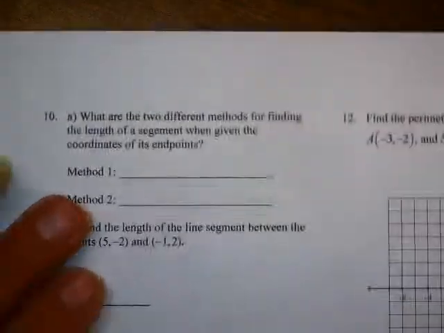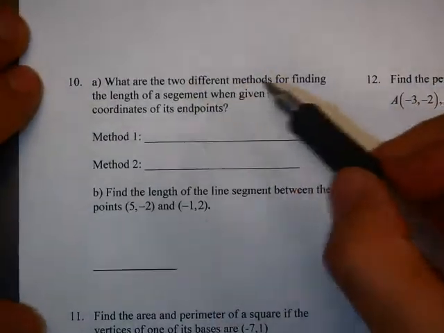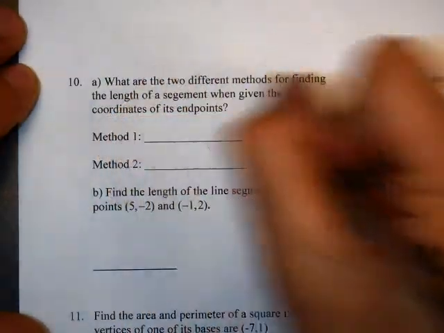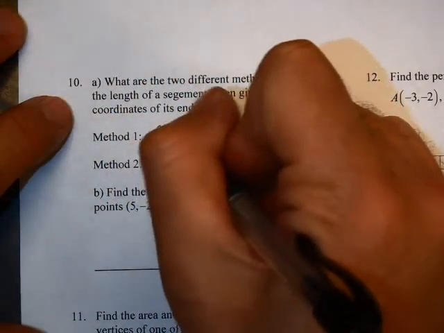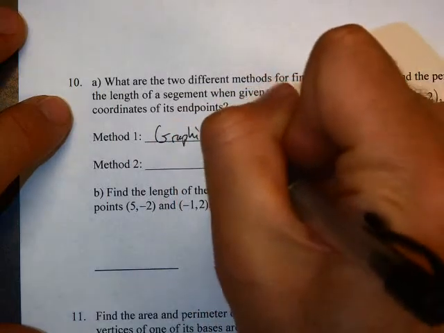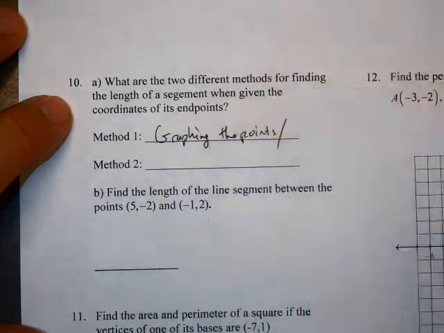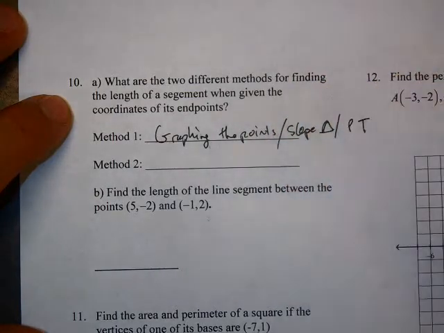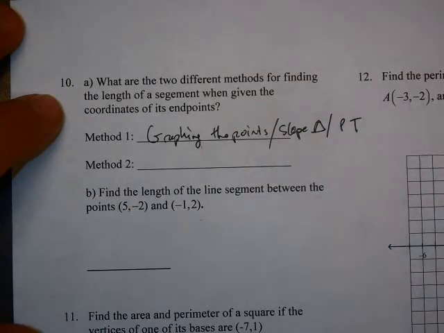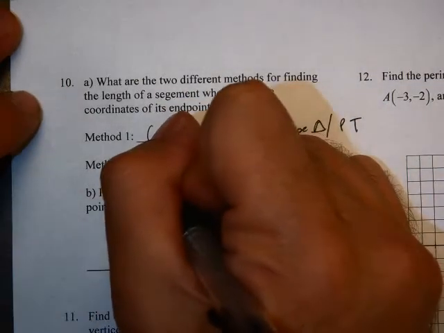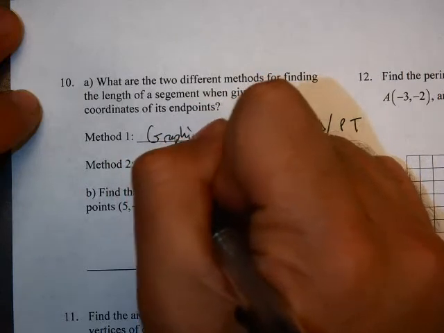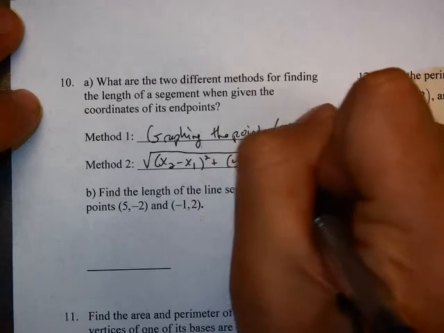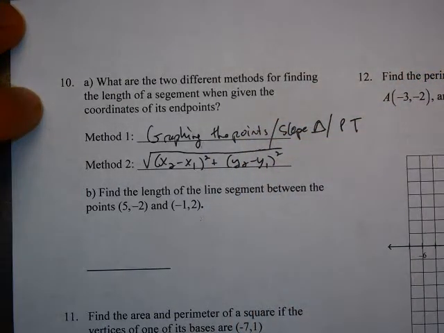Number 10 asks first in 10a, what are the two different methods for finding the length of a segment when given the coordinates of its endpoints? Method 1 is graphing the points, then drawing the slope triangle, and then using PT, which I abbreviate for Pythagorean theorem. Method 2 is using the length formula, which is x2 minus x1 squared plus y2 minus y1 squared, and then the square root of all of that after it's simplified.